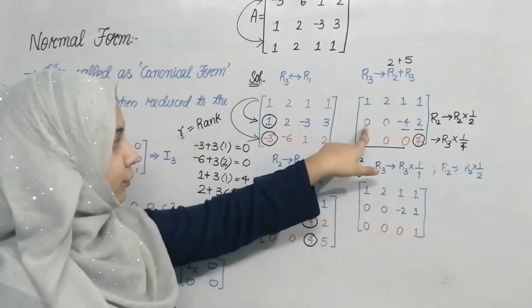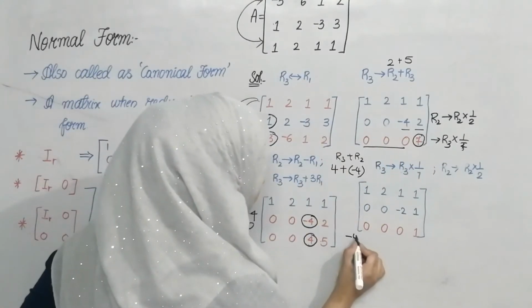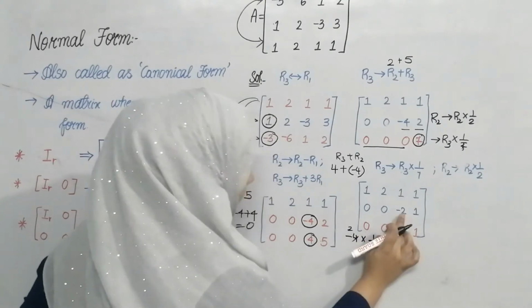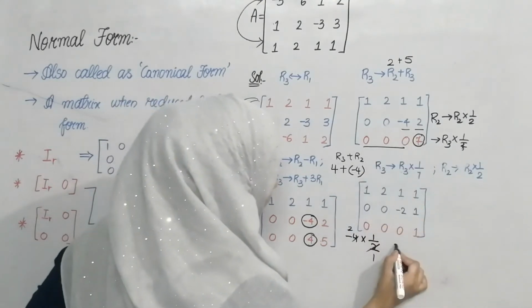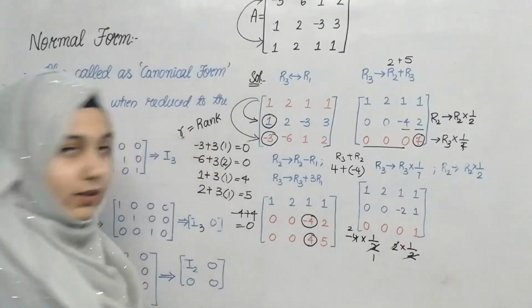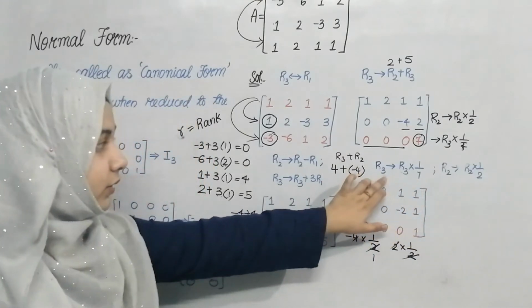Now what happens to row 2? 0, 0 will be as it is here. Here, minus 4 into 1 by 2: 2 1s are 2, 2 2s are 4, so this will be minus 2. Next, same thing, 2 into 1 by 2 will be 1. Got it? Next, also applying a row operation on row 3.